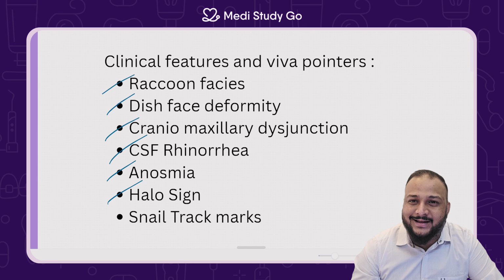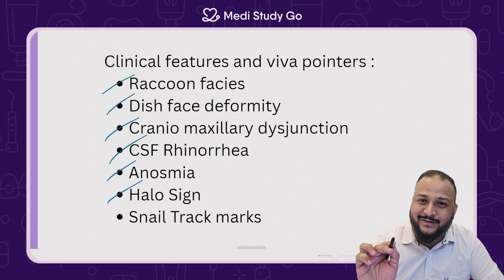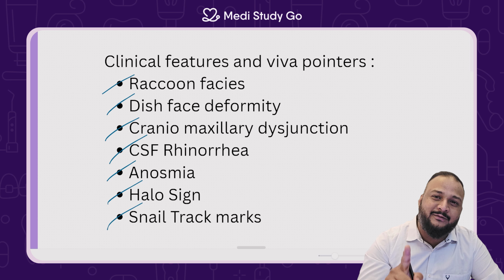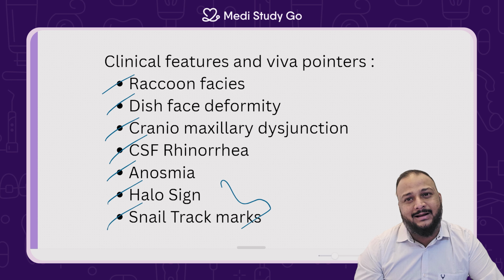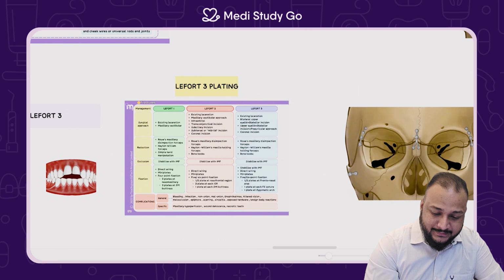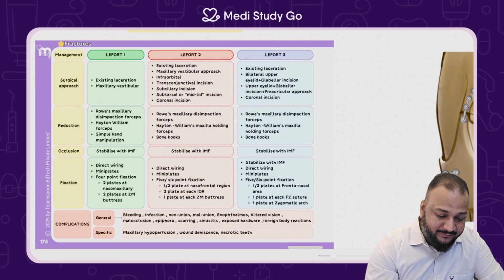What is a halo sign? Halo sign is something that we are going to talk about when we talk about CSF rhinorrhea. Okay, and snail track marks, same thing. A pathognomonic feature of a CSF leak are halo signs and snail track marks, and I'm definitely going to put up about it. All right, next, how do you plate a Lefort 3 fracture?